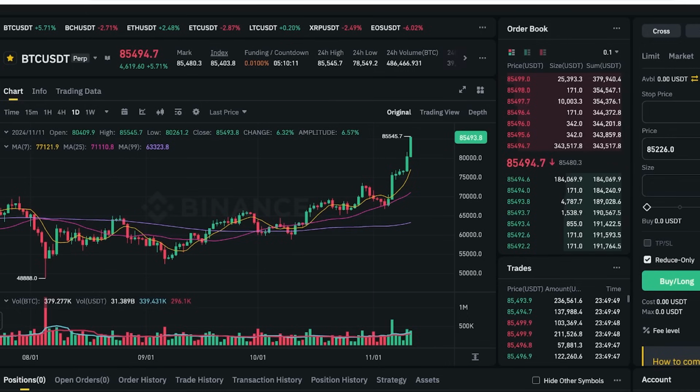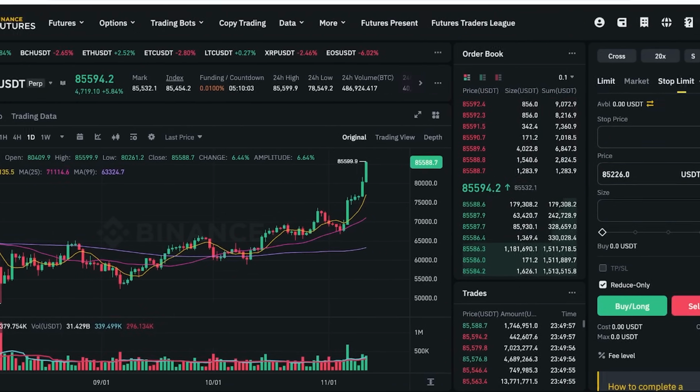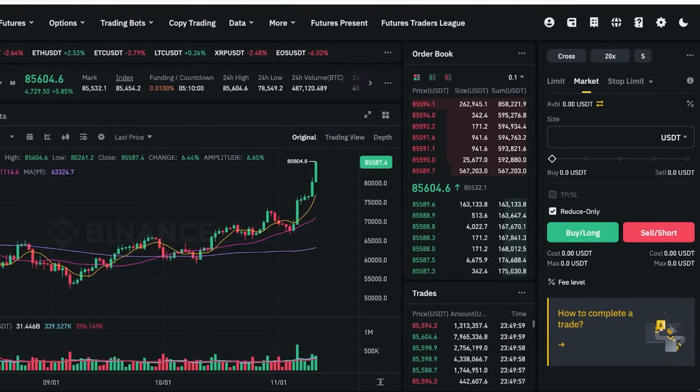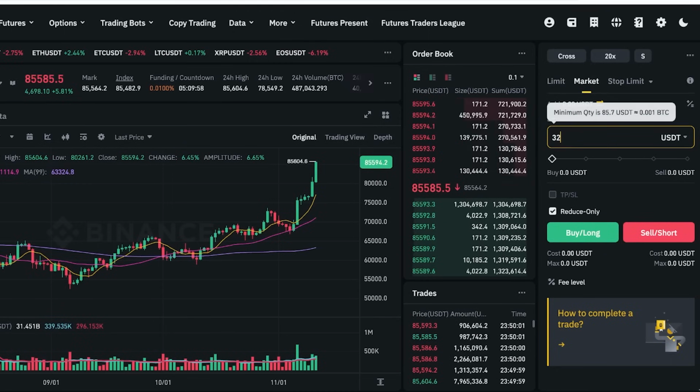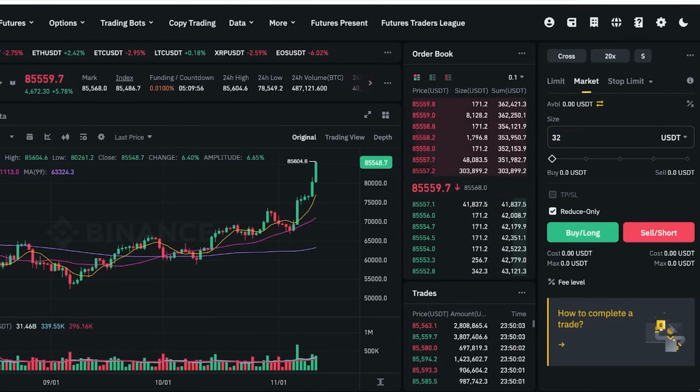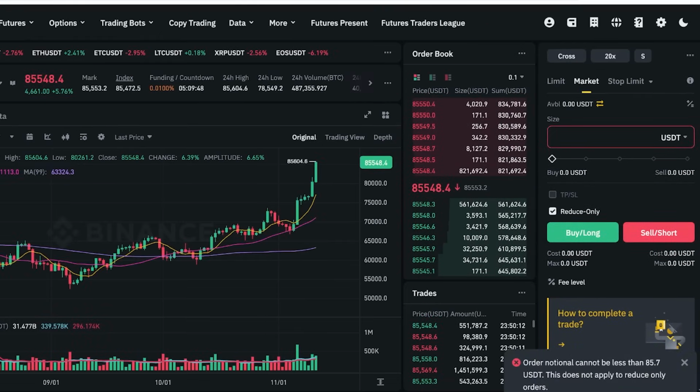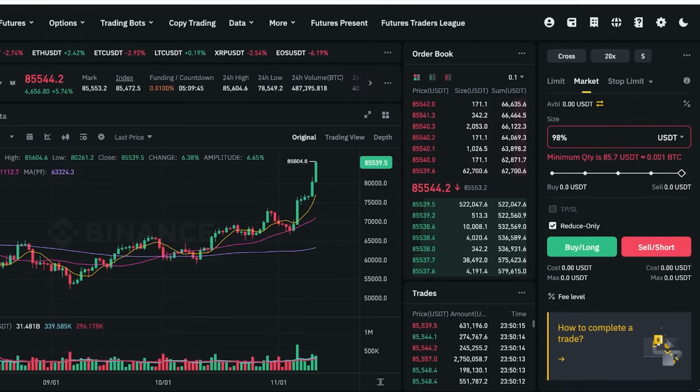sell/short position. So if you want to short Bitcoin and you believe the Bitcoin price is going to decrease, we're going to stick with our cross margin. We can go with a market order. We can choose the size of our BTC, reduce only, choose your leverage, and then from here, predicting the price, you can click on over here and click on over here and then sell short.